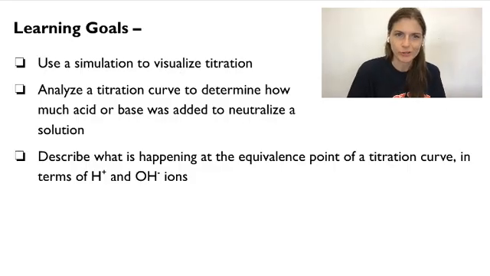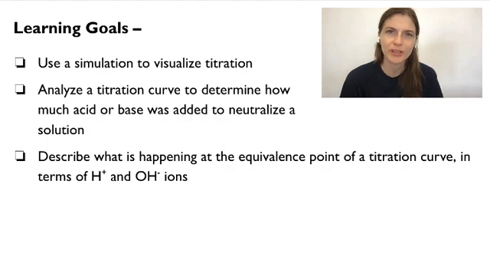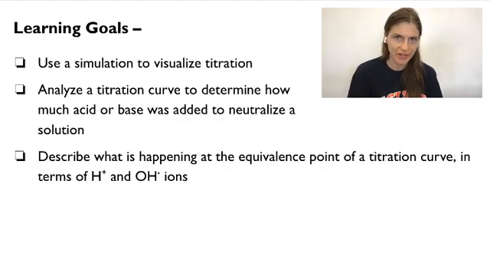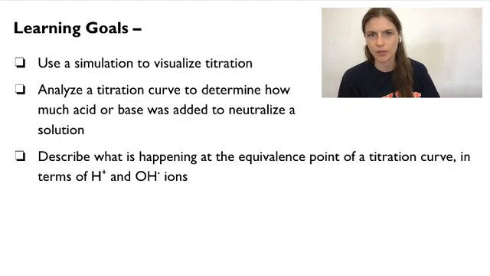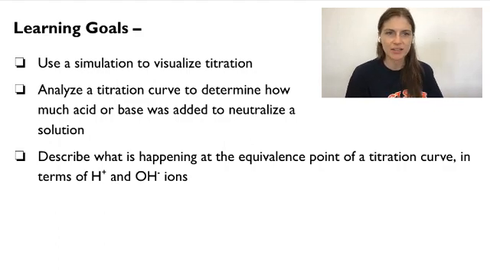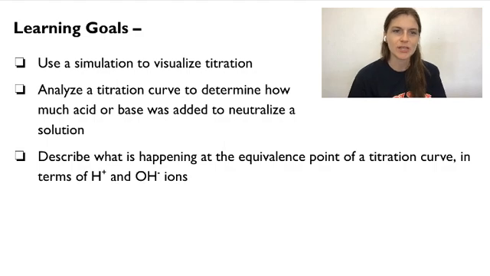Let's check back in on our learning goals before we go. Hopefully, using the simulation helped you visualize what's going on during a titration reaction a bit more, and also helped you see how a titration curve is really just plotting out the volume that needed to be added of either an acid or a base to bring the solution to a pH of 7, even just for a brief moment. Finally, hopefully this video helped you understand what's happening at the equivalence point, that point where the pH is exactly 7. Nice job today.